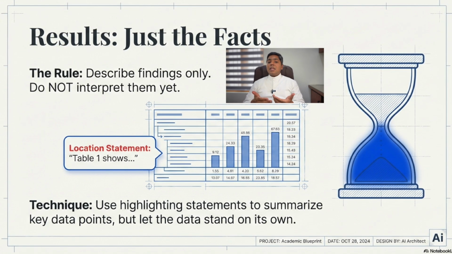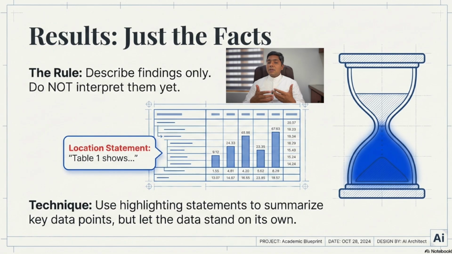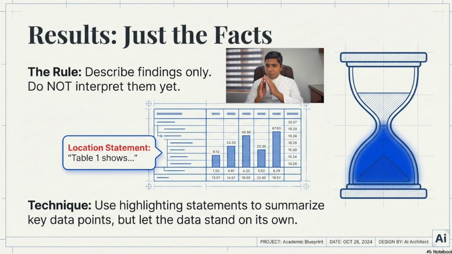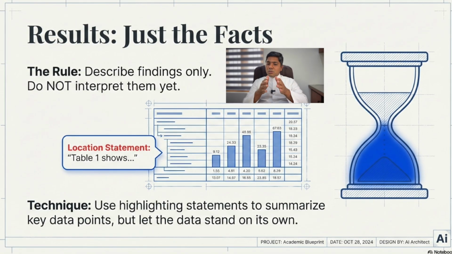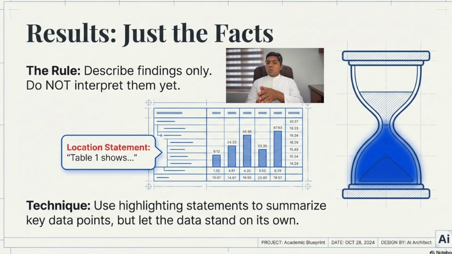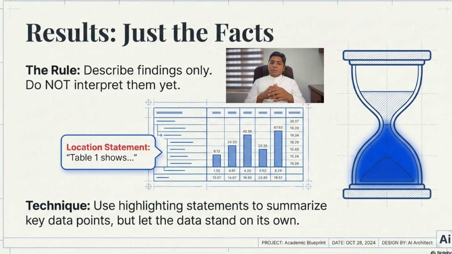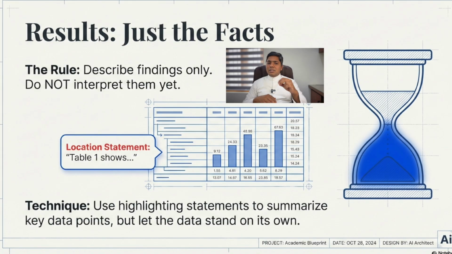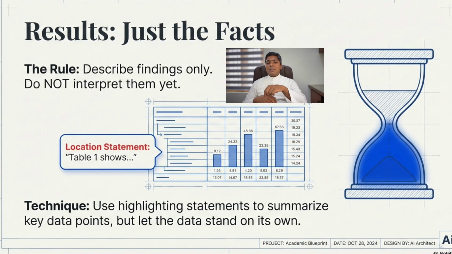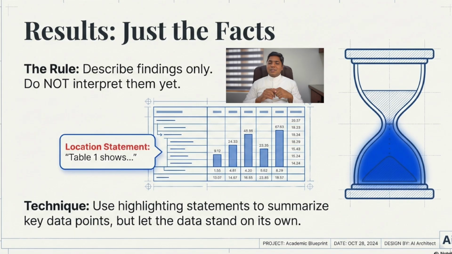Use highlighted statements to draw attention to key findings. For example, notably, respondents aged 18 to 25 showed a 40% higher preference for online shopping compared to other age groups, in that way. But resist the temptation to explain why or what it means yet. That's for the discussion section. Now we move on to the discussion section.